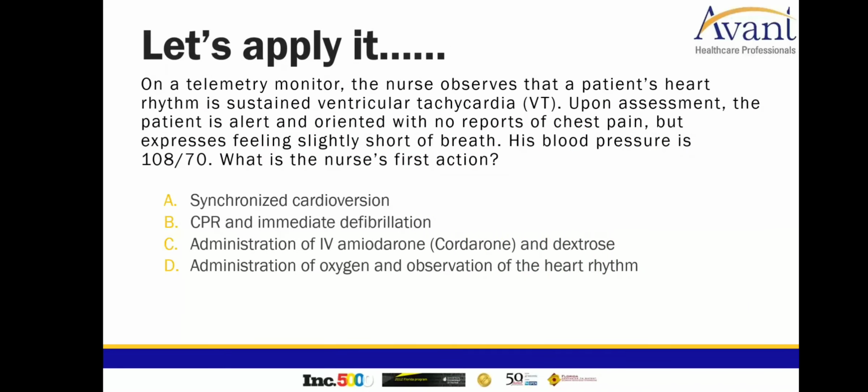Let's try another question. It says, on a telemetry monitor, the nurse observes that a patient's heart rhythm is sustained ventricular tachycardia. Upon assessment, the patient is alert and oriented with no reports of chest pain, but expresses feeling slightly short of breath. His blood pressure is 108/70. What is the nurse's initial action? You can pause the video, think about it, select your answer.